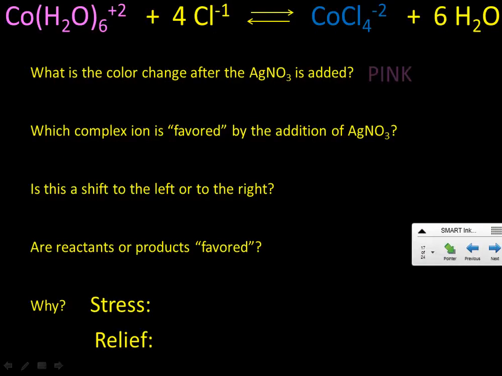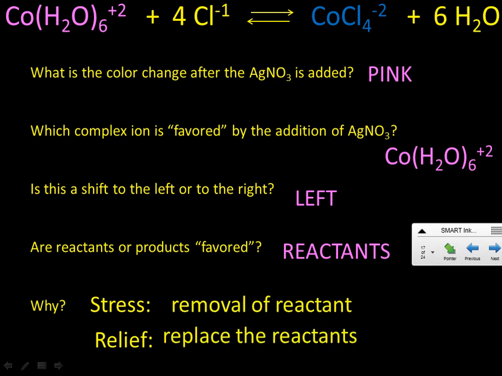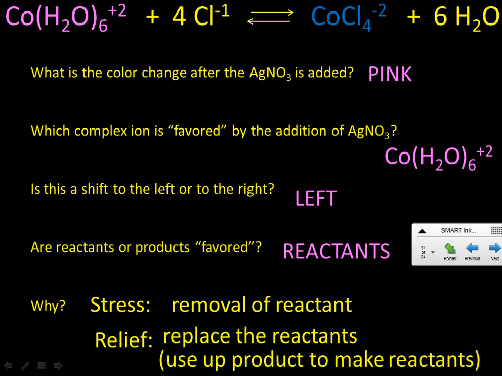So the color change that we saw after the silver nitrate was added is that the solution turned pink. The complex ion that is favored by the addition of silver nitrate is the pink cation. And since that is on the left side of the equation, we say that's a shift to the left, and reactants are favored in this situation. So the stress was that we removed a reactant. The relief is to replace the reactants that were removed, and the only way a chemical equilibrium can do that is to use up the product to make reactants.